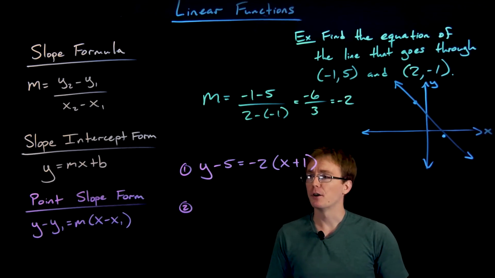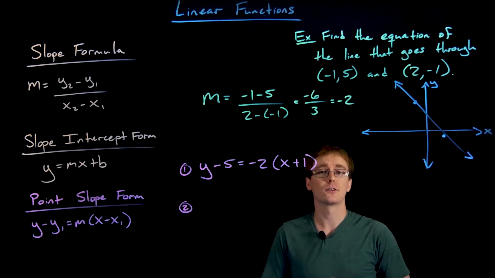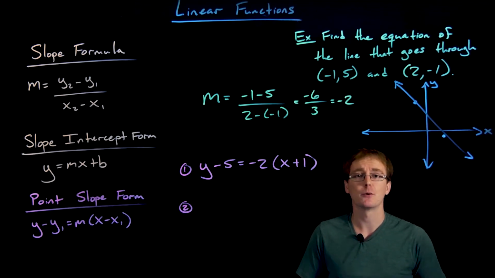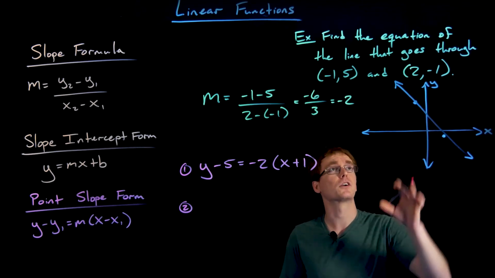I mentioned a moment ago that it shouldn't matter which point we use as x1, y1. We just need one point that our line goes through and the slope, and we'll get the same equation every single time. And so just to verify that, let's go ahead and do it again with our second point.